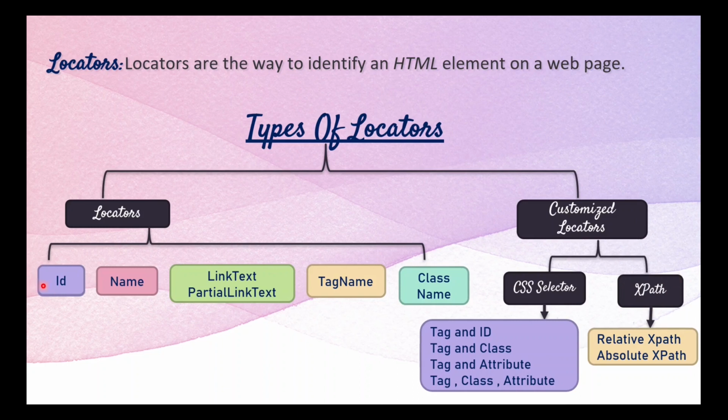Even though ID, name and these are easiest, most of the time automation testers prefer the XPath locator. We will do that at the end because there are many technical things in it. It is a little hard to understand. Before that, we will understand ID, name, link text, partial link text, tag name, class name and CSS selector, and we will have a command on this. We will practically implement this also.